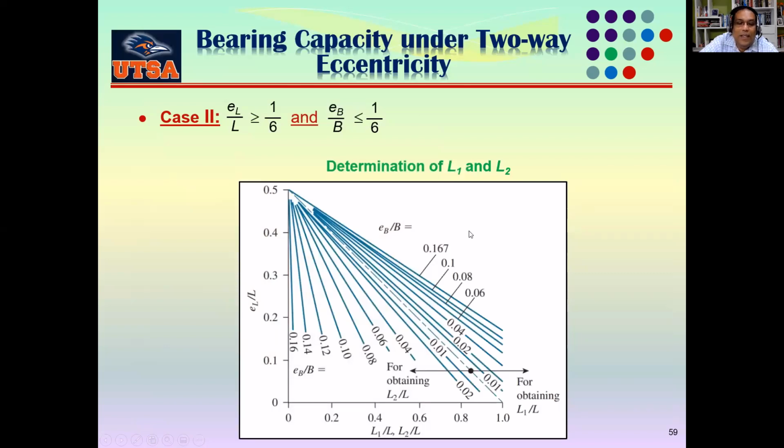Okay, I'll show you an example of how to use this chart to find out your L1 and L2. If you find out your L1 and L2, then you try to see which one is bigger. That would be your effective length. Then you find out your effective width: just divide your effective area by the effective length. That's your effective width.